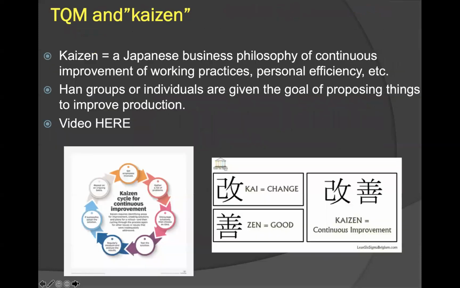But basically, total quality control or total quality management, whatever you want to call it, and Kaizen go hand in hand. Now, Kaizen isn't a word we've heard before, but is essentially the Japanese business philosophy of continuous improvement of working practices and personal efficiency. So how this works is Han groups or individuals are given the goal of proposing things to improve production.